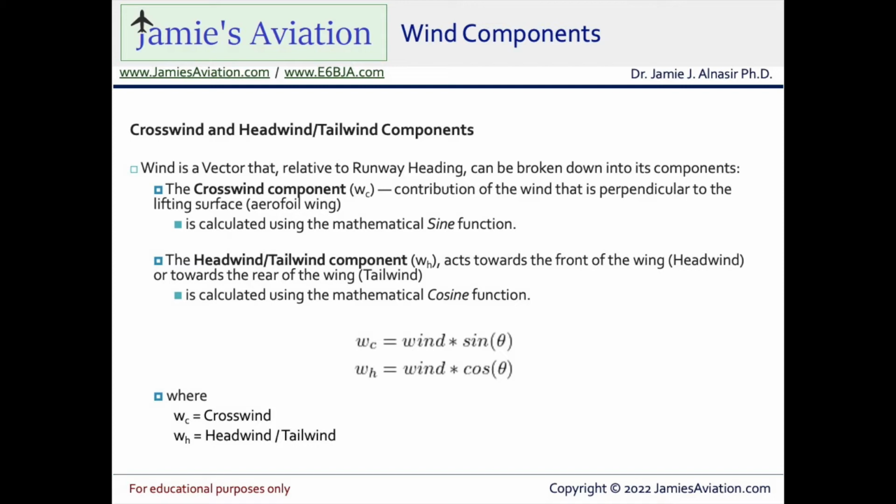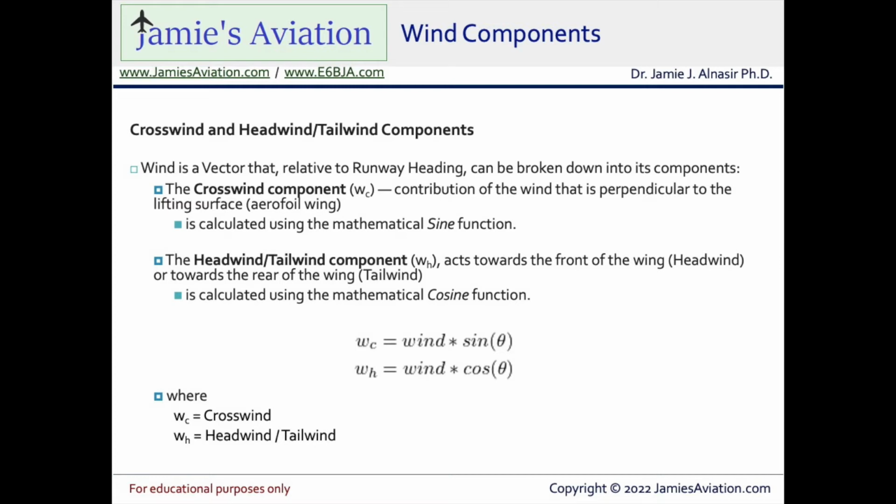The headwind or tailwind component acts towards the front of the wing in a headwind, or towards the rear of the wing in a tailwind. It is calculated using the mathematical cosine function.